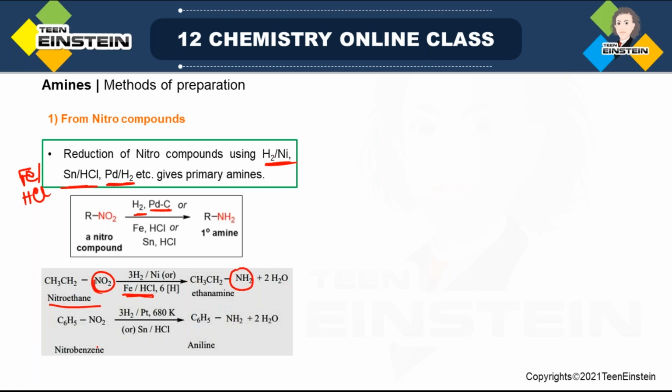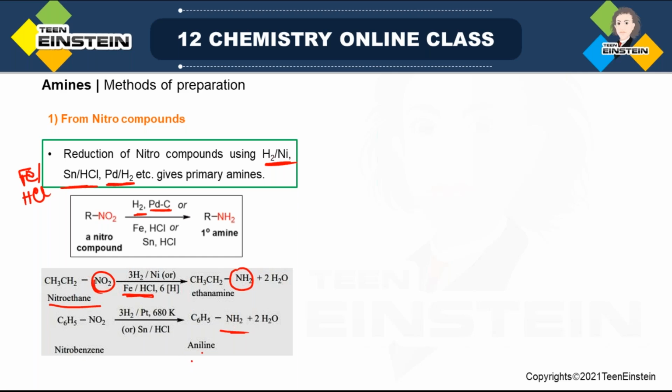You can also take nitrobenzene, though this is an aromatic amine we are getting, and that is how aromatic amines can be prepared. That will be discussed separately. You can also see that reaction here, but it will be discussed in detail separately, not here. These methods of preparation are basically for aliphatic amine compounds.